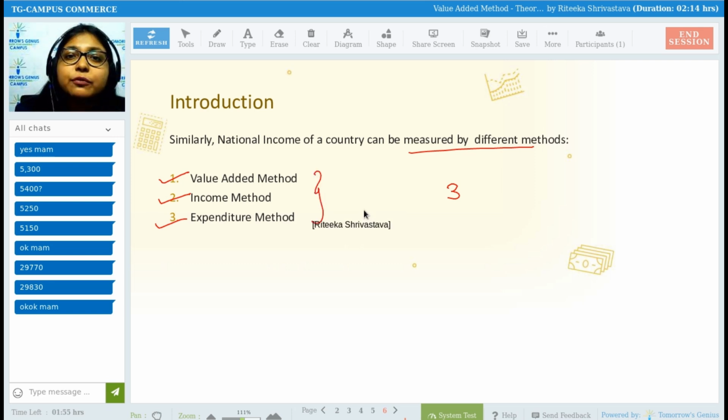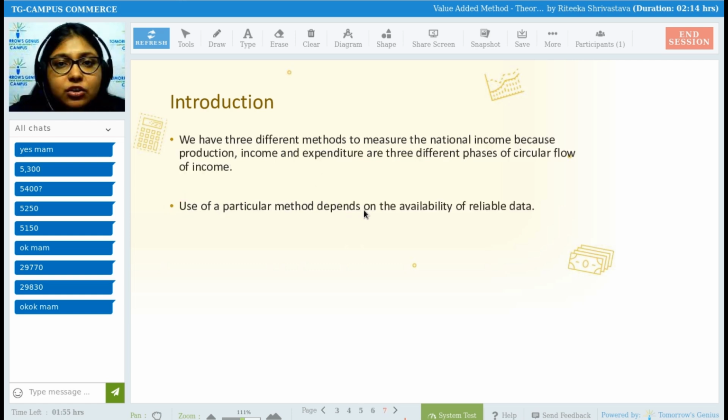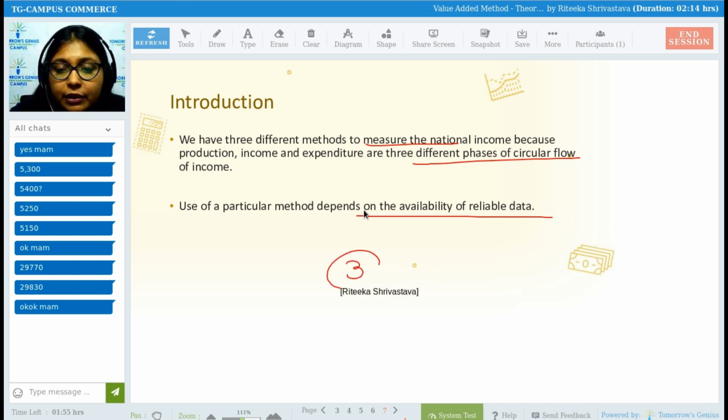This is the sequence we are also going to follow. First, we are going to see the value-added method and the income method, and then we'll talk about the expenditure method. We have three different methods to measure national income because production, income, and expenditure are three different phases of the circular flow of income. Use of a particular method depends on the availability of reliable data.